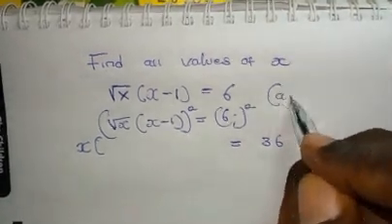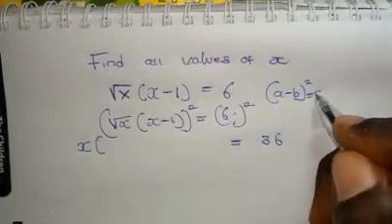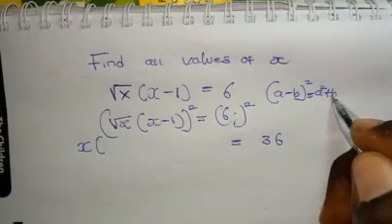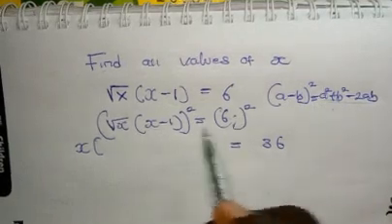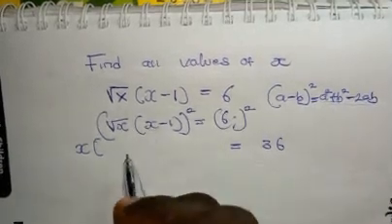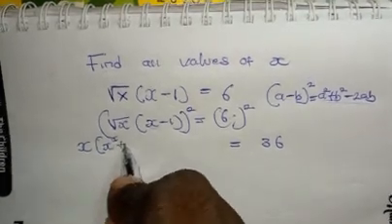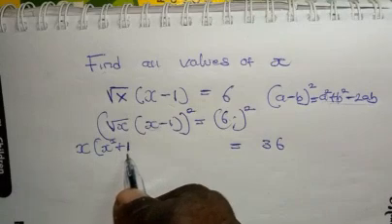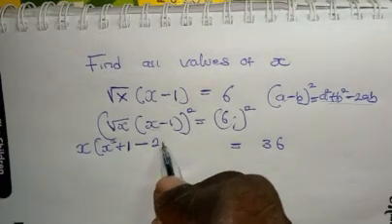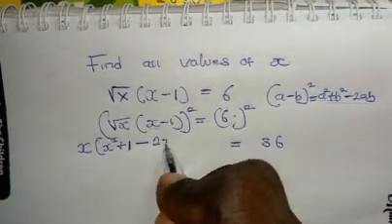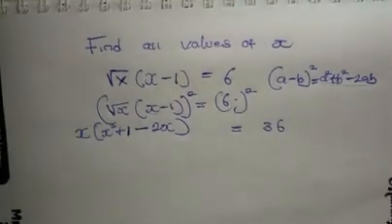When you have (a minus b) all raised to the power of 2, it is equal to a squared plus b squared minus 2ab. So using this property for this expansion, we'll be having s squared plus 1 squared, which is also 1, minus 2 times s times 1, which is 2s, all in brackets, equals 36.